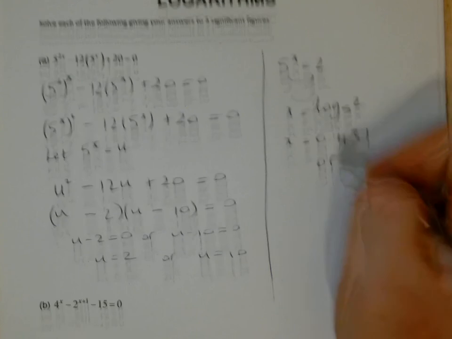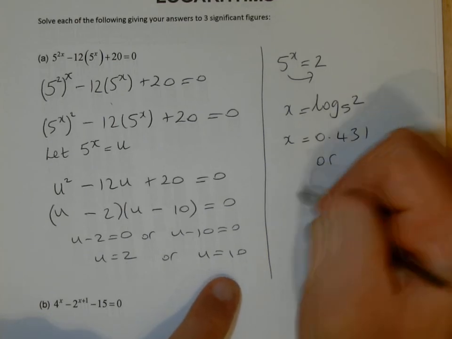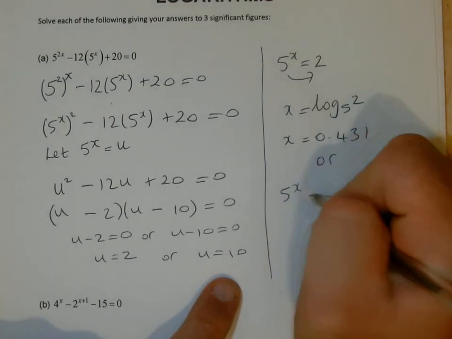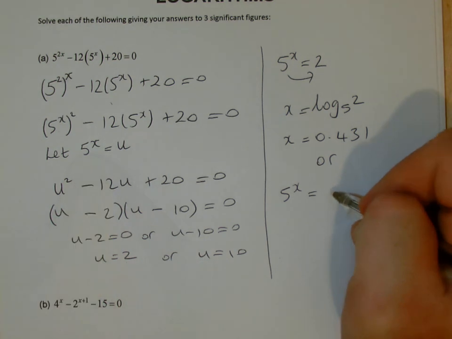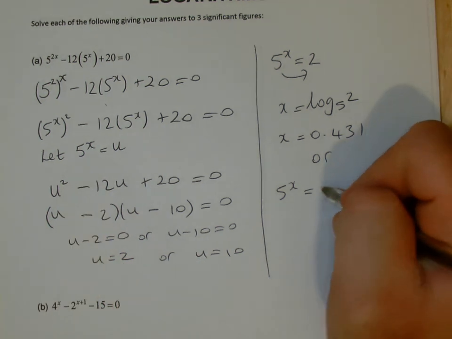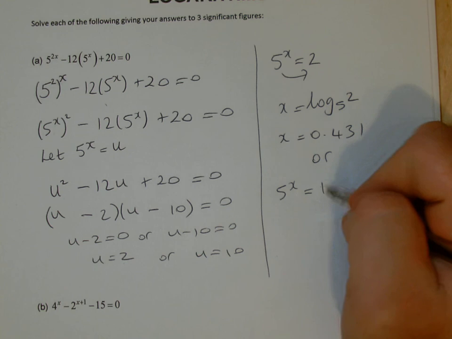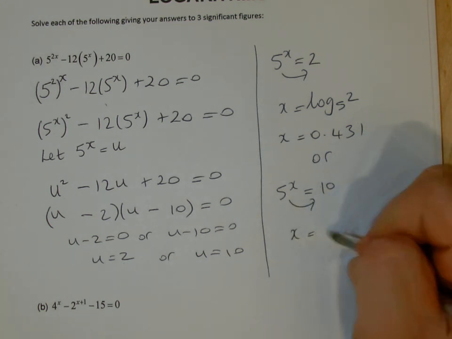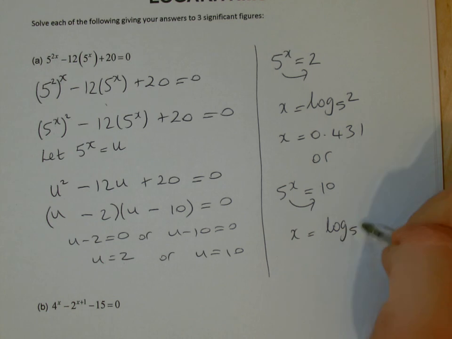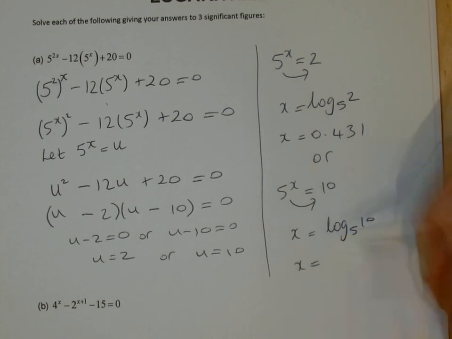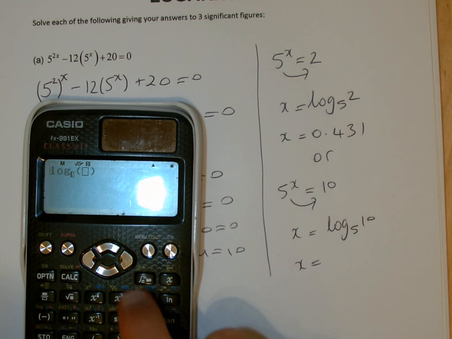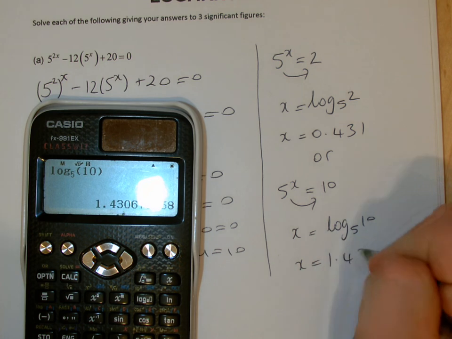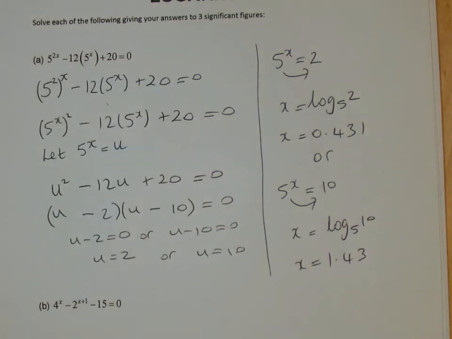Or the other situation, u is equal to 10. Remember, u is just 5 to the power x, so I can replace u with 5 to the power x equals 10. And again, swing the base, so I end up with the power equal to log to the base 5 of 10. So I get 1.43 to three significant figures.